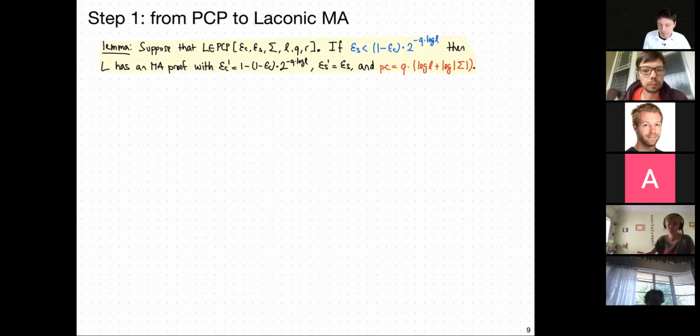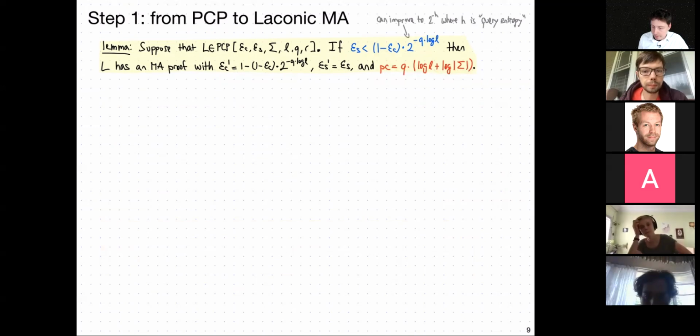Okay, so let's say small. And actually, if you want to be super precise, the real thing that you want to pay for here is not really q log L, it's something more related to the query entropy. So the more predictable your queries are in a very precise sense, the bigger is this sort of forbidden regime.